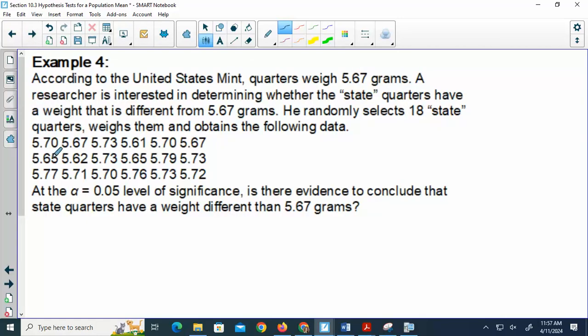According to the United States Mint, quarters weigh 5.67 grams. A researcher is interested in determining whether state quarters have a weight that is different. He randomly selects 18 and gets the following data.